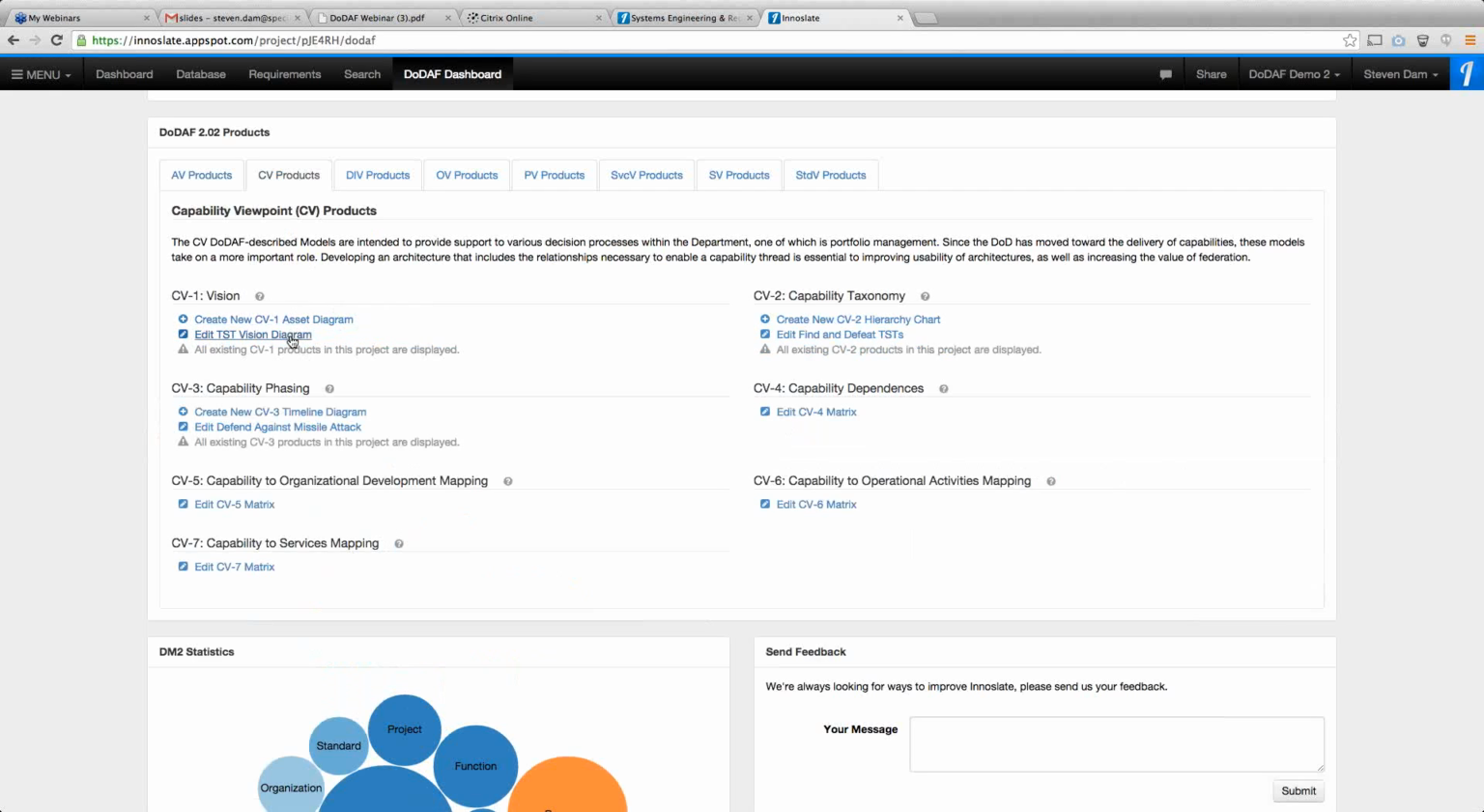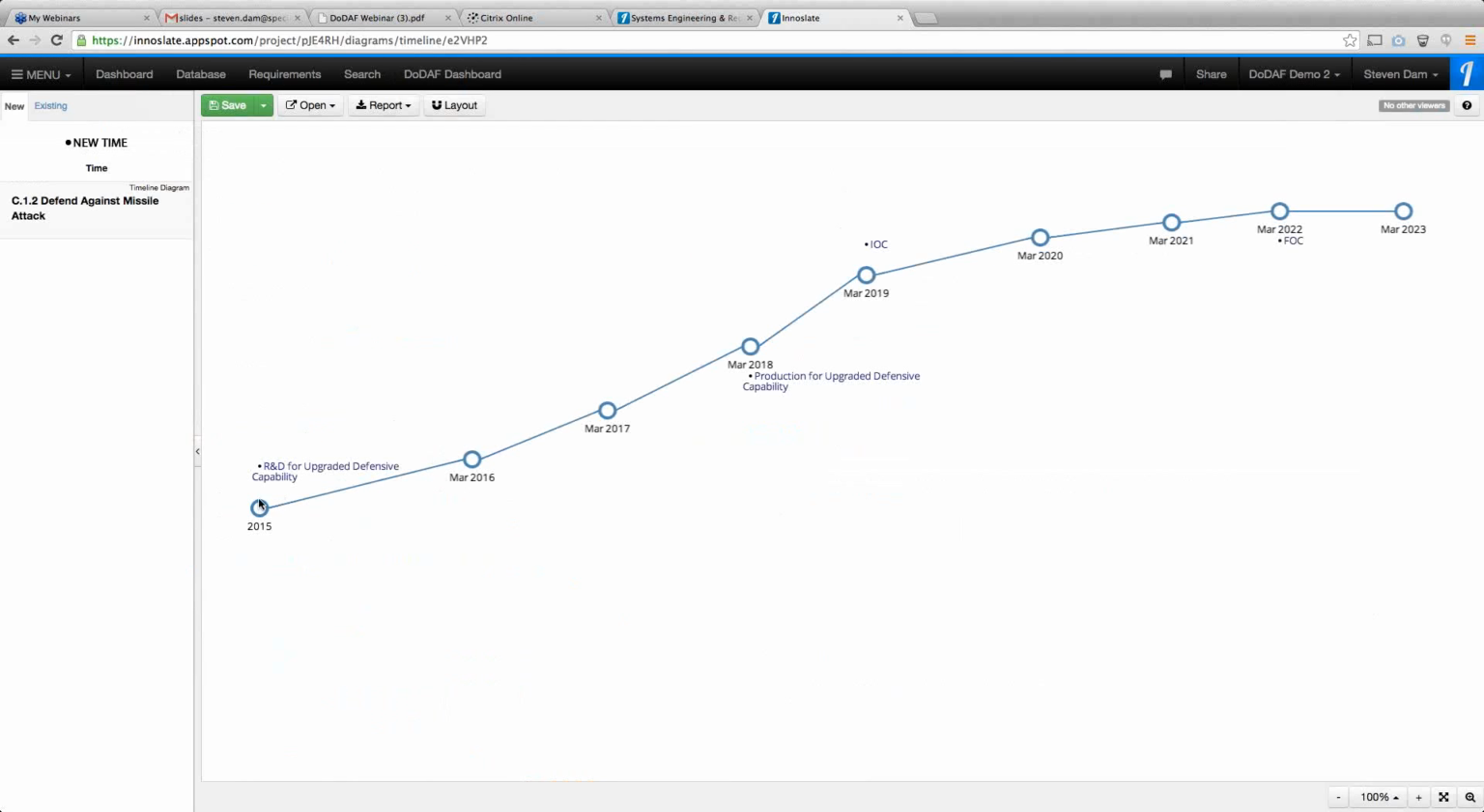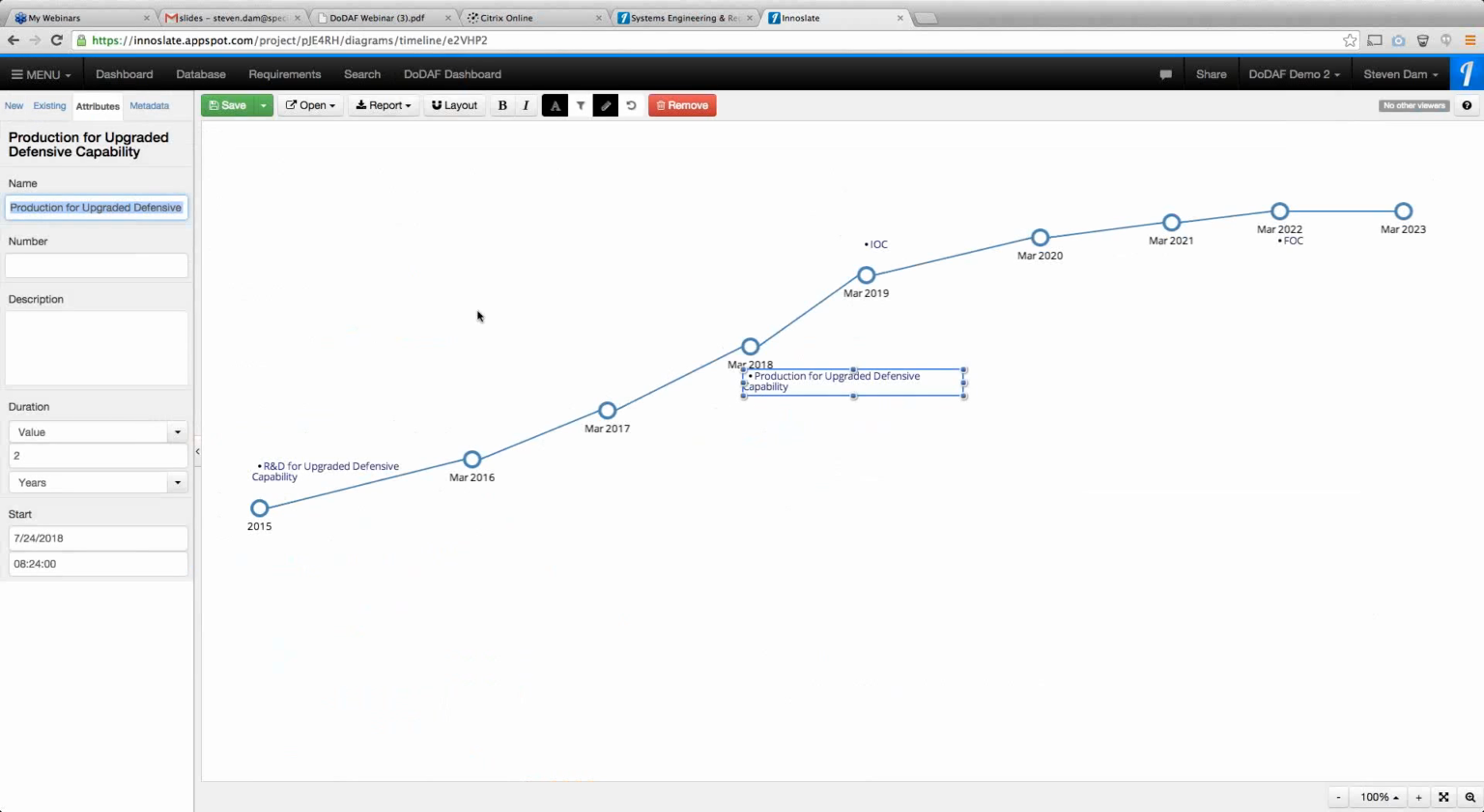CV products, same kind of thing here. We go through and see different vision diagrams, capability taxonomy, the different things, capability phasing. This is kind of interesting. This is a timeline diagram. And one of the things you'll notice that I think we're one of the few tools that actually produces a timeline diagram. But you can, it's completely editable and work with as you want to do this.